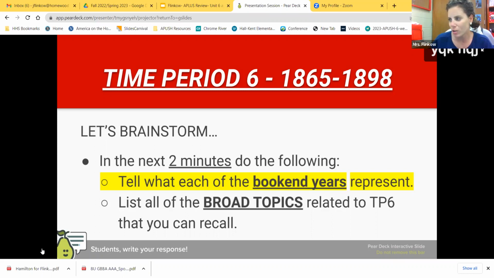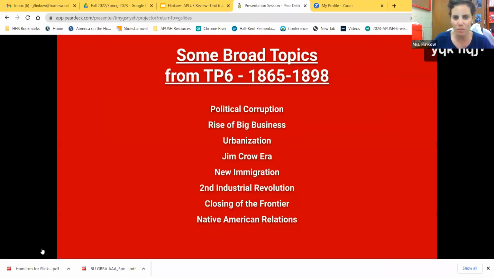All right, so looking at your responses, most of you can start with the first bookend, 1865, which is the end of the Civil War. After that, we get a little bit hairy. Where do we go after the end of the Civil War? Well, we're going to have Reconstruction, industrialization, big business, the Jim Crow era, more immigration, the Industrial Revolution, the closing of the Western frontier, and then some issues with Native Americans.